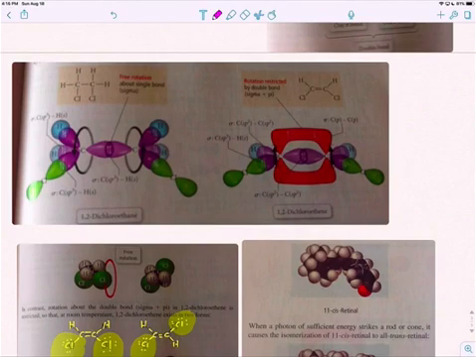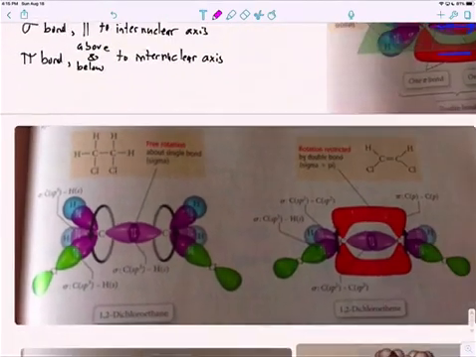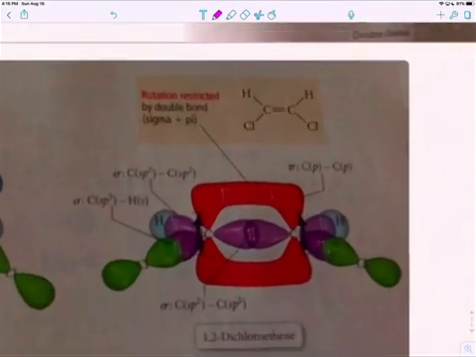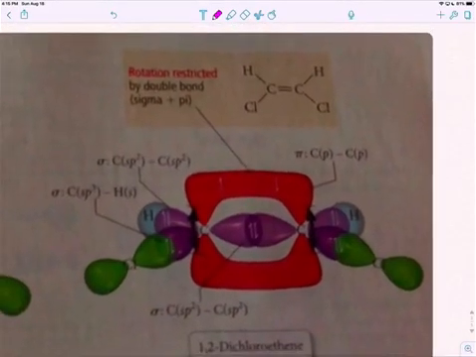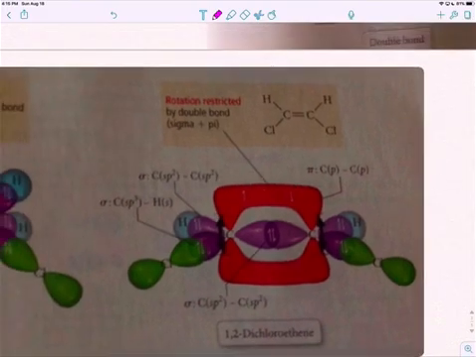The molecule is free to move. That single bond is really easy to rotate around. It's a sigma bond, it just kind of flops around. A pi bond, however, a double bond, in order to rotate that, you have to break the pi bond. Because of that, it fixes the geometry of the molecule more.